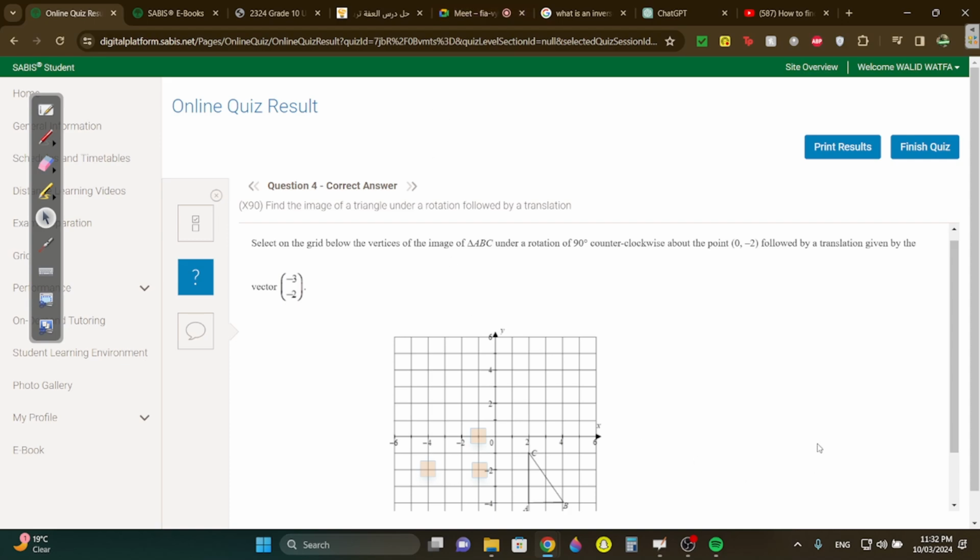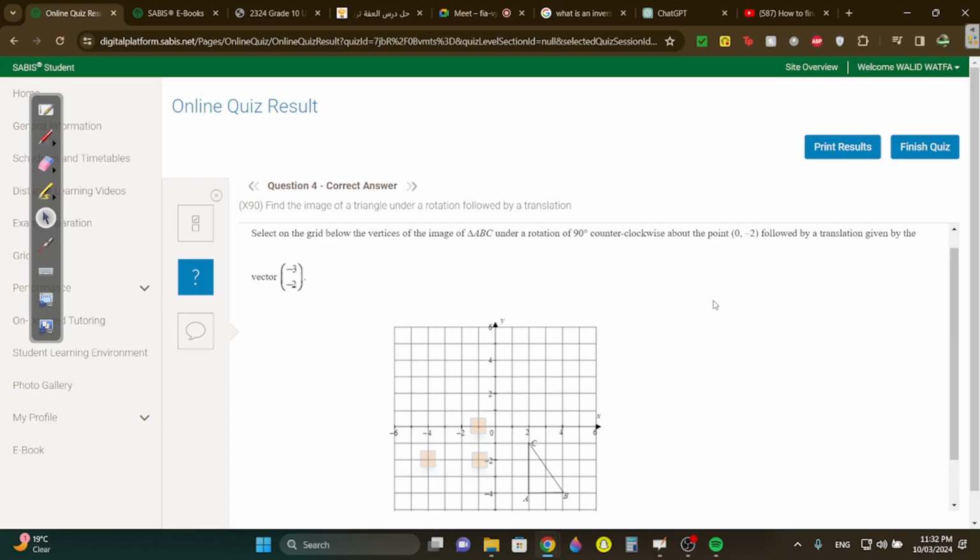Select on the grid the vertices of the image of ABC under a 90 degrees counterclockwise rotation. Same thing, it's really the same question. 90 degrees counterclockwise, but this time about the point 0, negative 2, followed by a translation given by the vector negative 3, negative 2. Okay, let's first plot the points A, B, C.